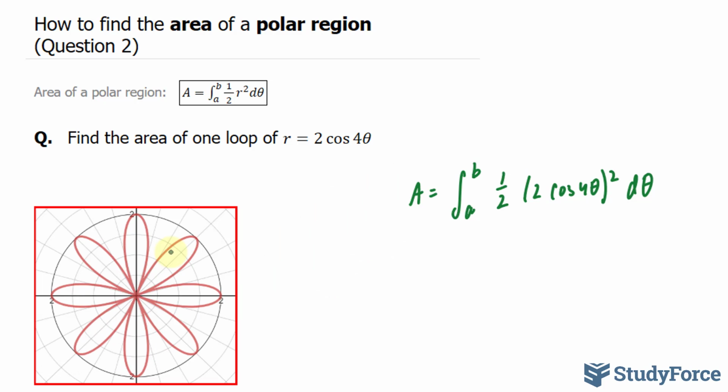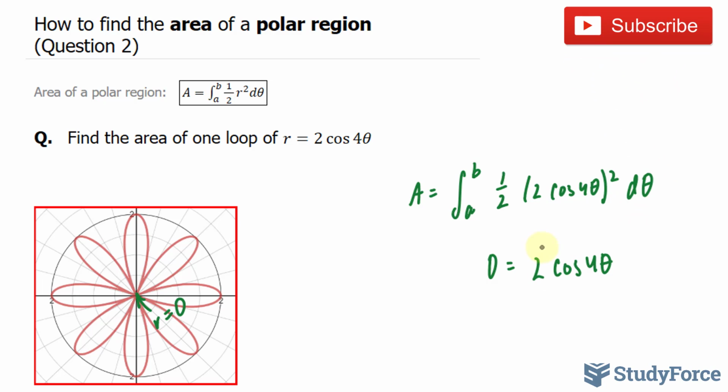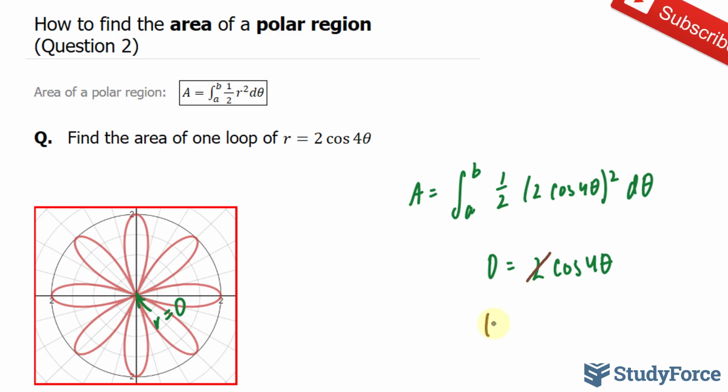Notice that r is at 0 twice for each of these loops. Take, for example, this loop. You'll have r is equal to 0 in the middle. So by setting this equation to 0, for example, 0 is equal to 2 cosine 4 theta, I can solve for theta here. I'll divide both sides by 2. That gets rid of this 2. And on the left side, we have 0 over 2, which is 0, is equal to cosine 4 theta.